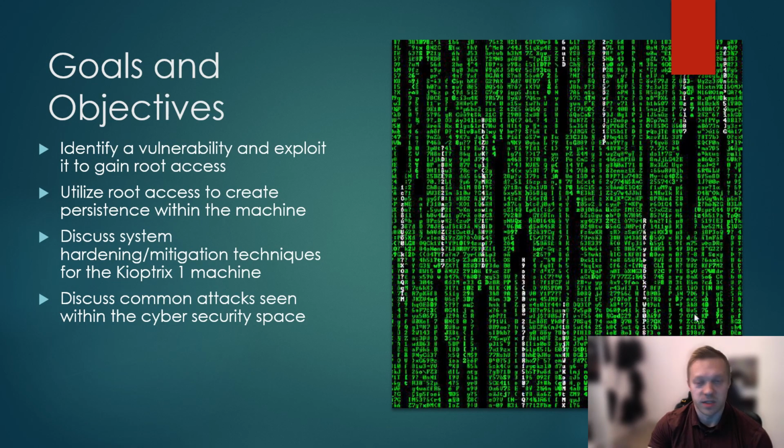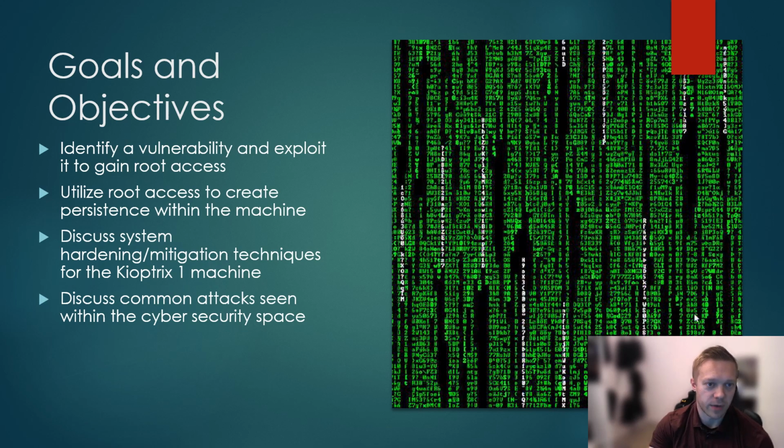Let's talk about our goals and objectives of this presentation. First, we're going to identify a vulnerability and exploit it to gain root access within the Kioptrix 1 machine. We're going to utilize that root access to then create persistence within the machine. We're also going to discuss several techniques that we would use to harden the Kioptrix machine. We'll also discuss several common attacks seen within the cybersecurity space.